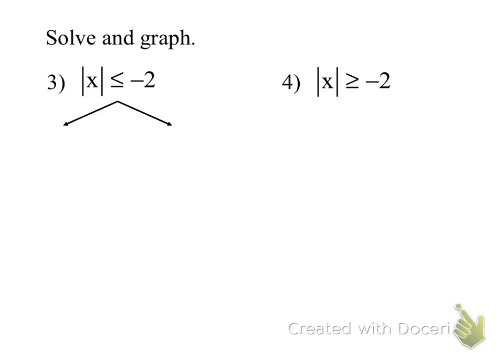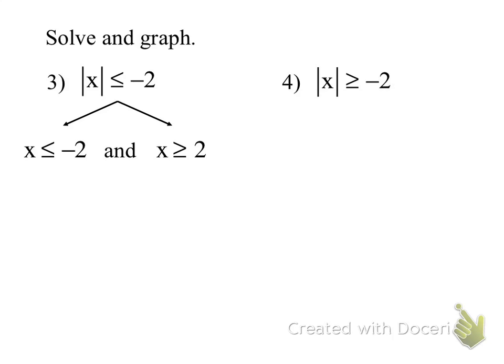So is this an and or an or statement? Okay, that means it is an intersection. Yes. So I just split it. X is less than or equal to negative 2. But then I have to account for the opposite value. This could be a positive value too. And x is greater than or equal to 2.